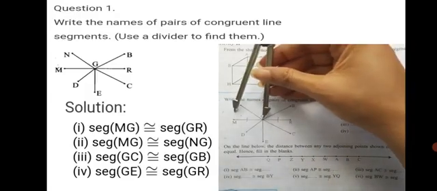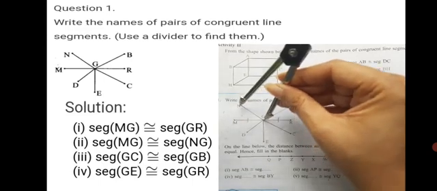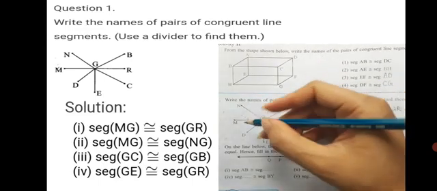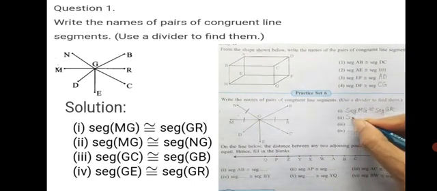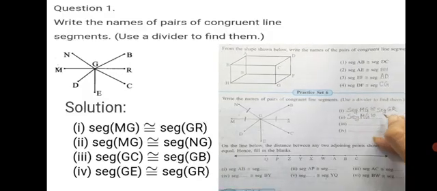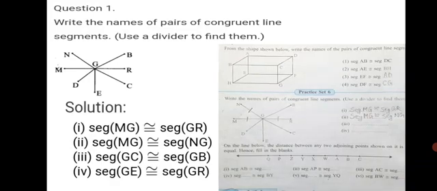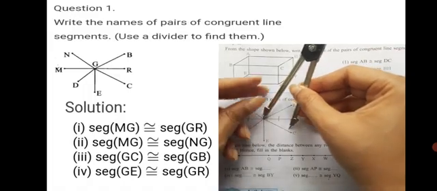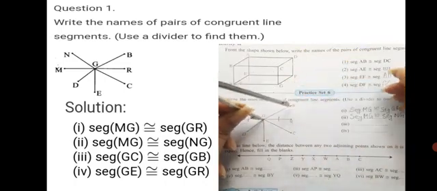Okay, a segment can be read from any end, MG or GM. Now I see that MG and NG is also congruent. So I will mark the sign of congruence, that even this one is equal. So seg MG, and we put the symbol of congruence, is congruent to seg NG. So this way we have got first two answers. Now third one. Let's check with the other segment. Seg GC we will check. So GC is a little longer. So we extend the divider and we see which one is matching.